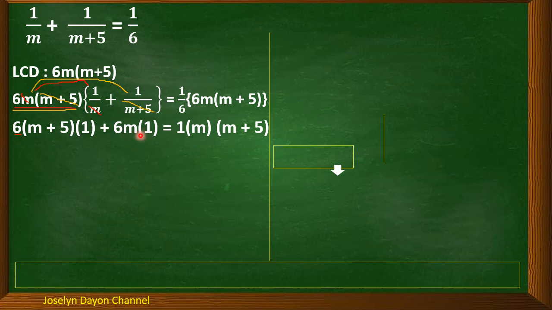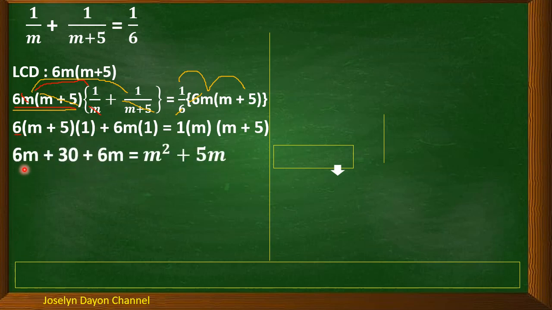And on the right side of the equation, we have also to divide the common factors. The common factor is 6 and 6. So therefore, the terms that are left are 1 times m times quantity of m plus 5. Now, let's simplify. So we have 6 times m, 6m times 1, we have 6m. Next, 6 times 5, 30 times 1, that is equal to 30. Plus 6m times 1 is 6m. 1 times m times m, that is equal to m squared. 1 times m is m times 5, that is equal to 5m.